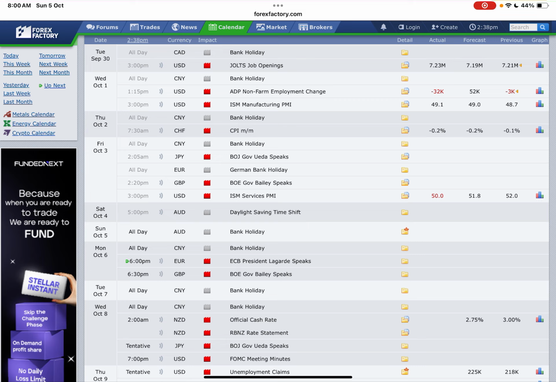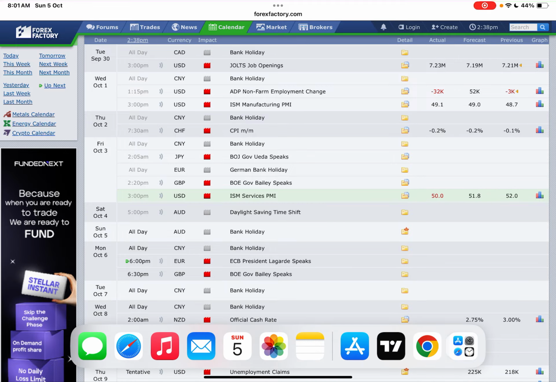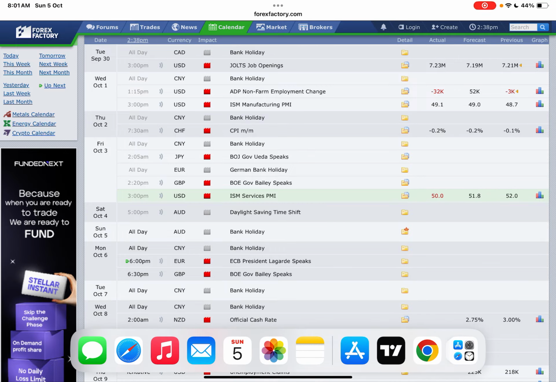But the ISM service PMI came out lower than expected, and this gave more room for a Fed rate cut. Now, the Fed rate cut, you already know what happened the last time I told you all that USD was having a Fed rate cut. We're about to have that Fed rate cut again. What does this mean? It means that dollar is going to be weak. You understand? Dollar is going to be weak.